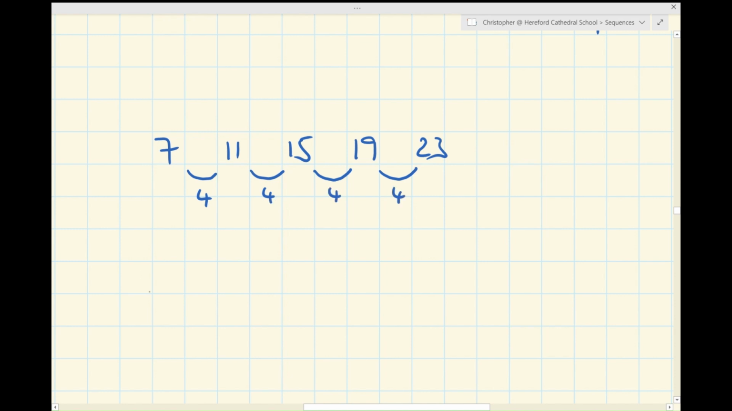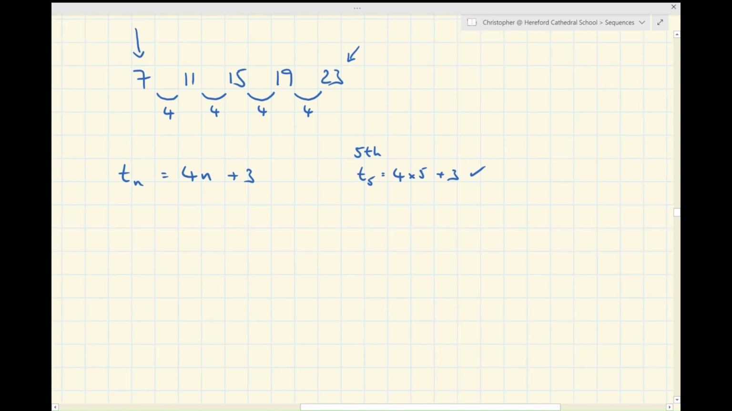So my nth term is going to start 4n. Now, what's my correction factor going to have to be? Well, the first term of a sequence which starts 4n would be 4 times 1 is 4, and my first term is 7. So it's going to need to be 4n plus 3. And I could check that by looking at the 5th term. The 5th term I know is 23, look. And let's just check, because according to my formula, the 5th term should be 4 times 5 plus 3, and that is 23. Good.